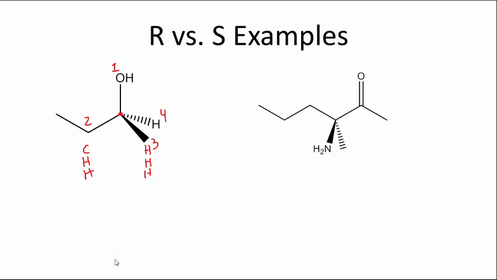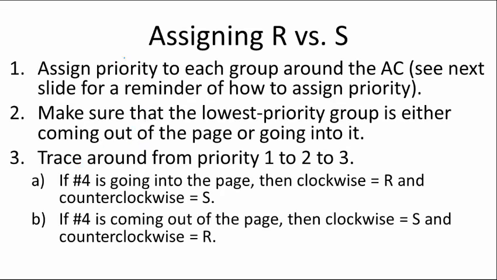So I've assigned priority. Number 4 is going into the page. I trace 1 to 2 to 3. That's counterclockwise with hydrogen going into the page. So counterclockwise, hydrogen going into the page, that's going to be S.